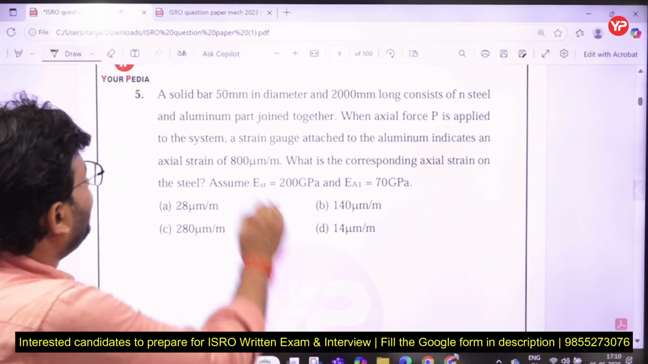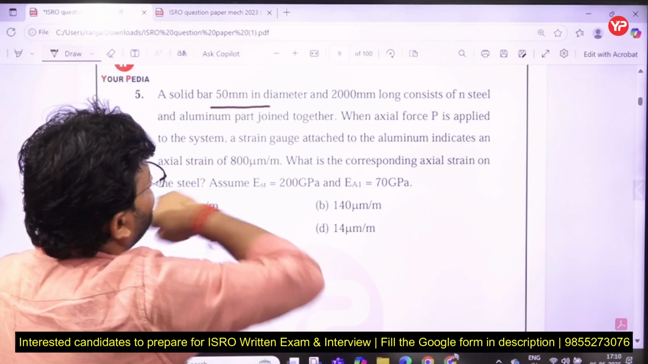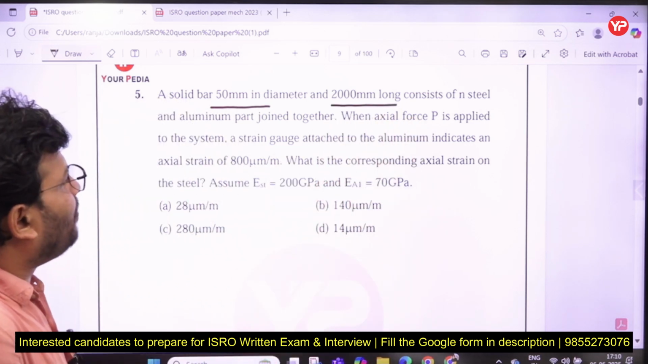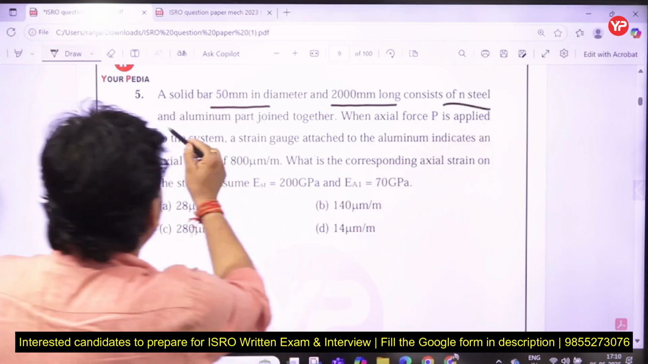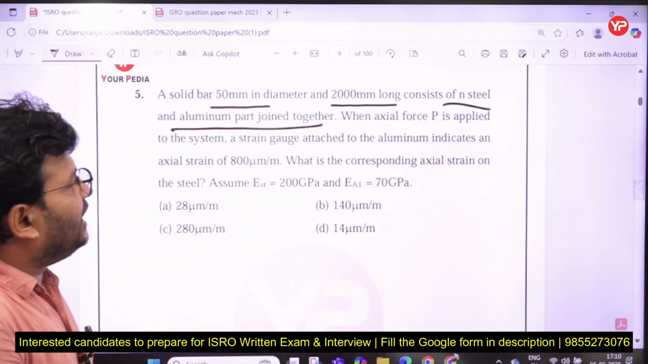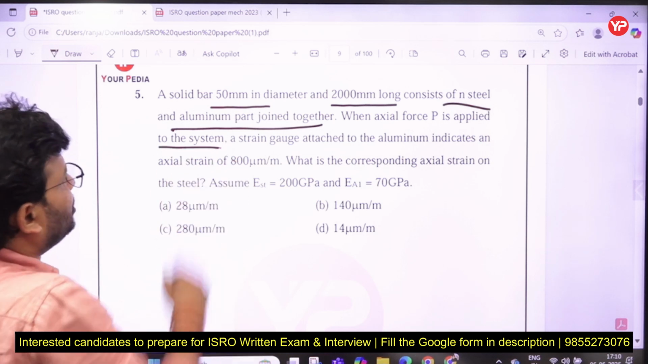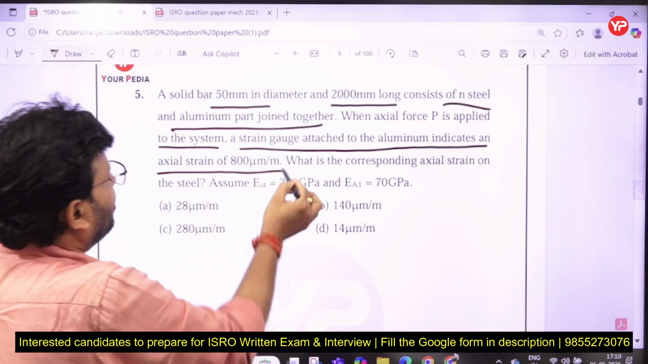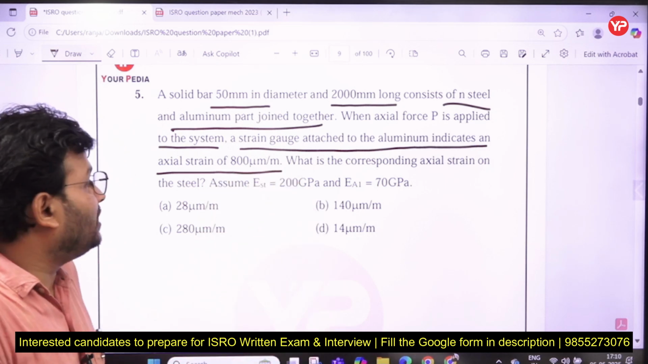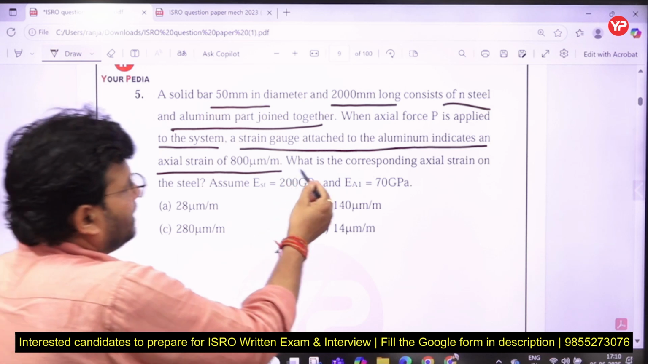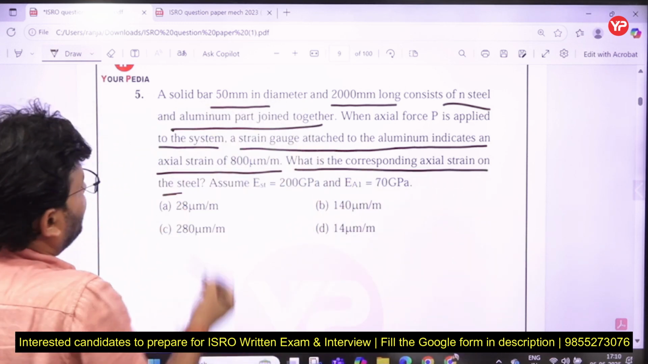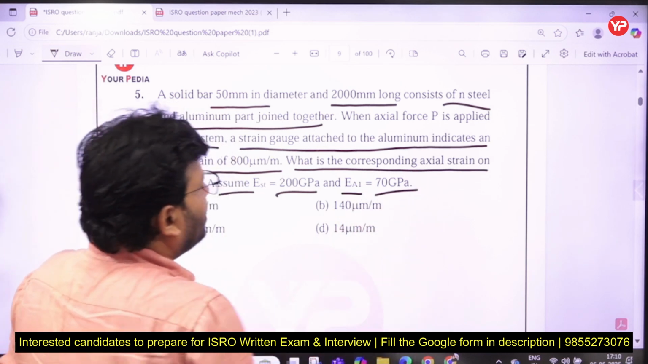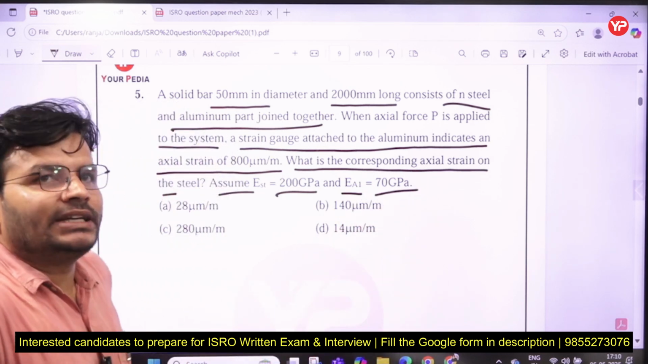The question is that a solid bar 50 mm diameter and 200 mm long consists of a steel and aluminum part joined together. When axial force P is applied to the system, a strain gauge fitted to the aluminum indicates an axial strain of 800 micrometer per meter. What is the corresponding axial strain on the steel, assuming E of steel is 200 gigapascal and Young's modulus of aluminum is 70 gigapascal?